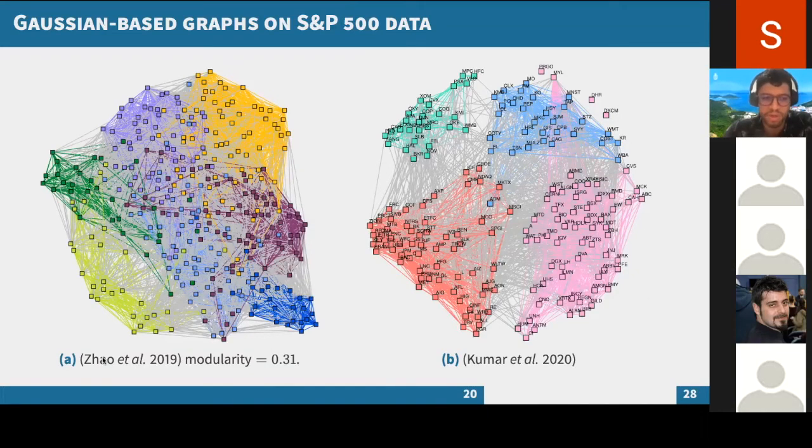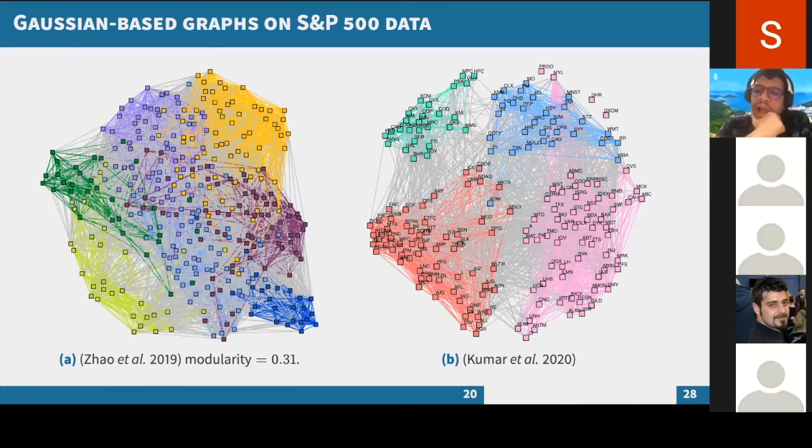Using these two estimation models, the one from Zhao and the one from Kumar. The first one is to estimate a connected graph, right? And each color here is a sector of the S&P 500. We can tell that there is some structure there, but we can also tell that the graph is very messy in the sense that there are way too many connections. Possibly it's hard to understand what's going on there, but we can clearly see that there is some structure, some modularity there.